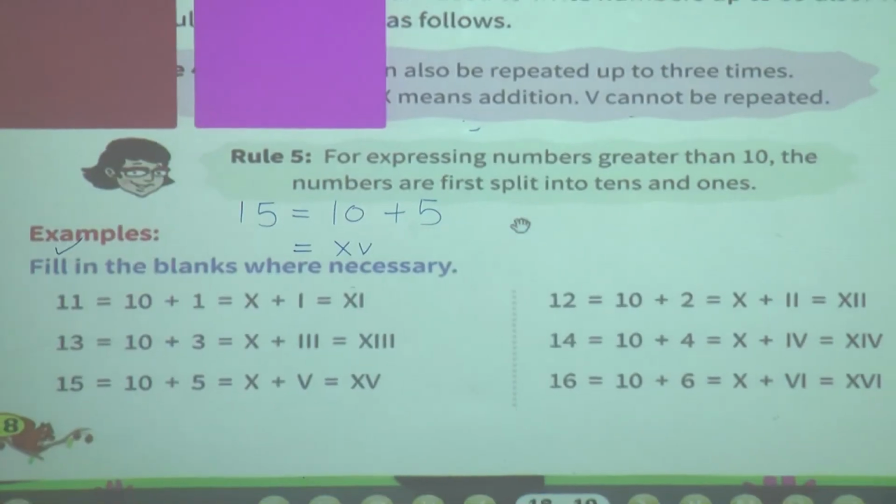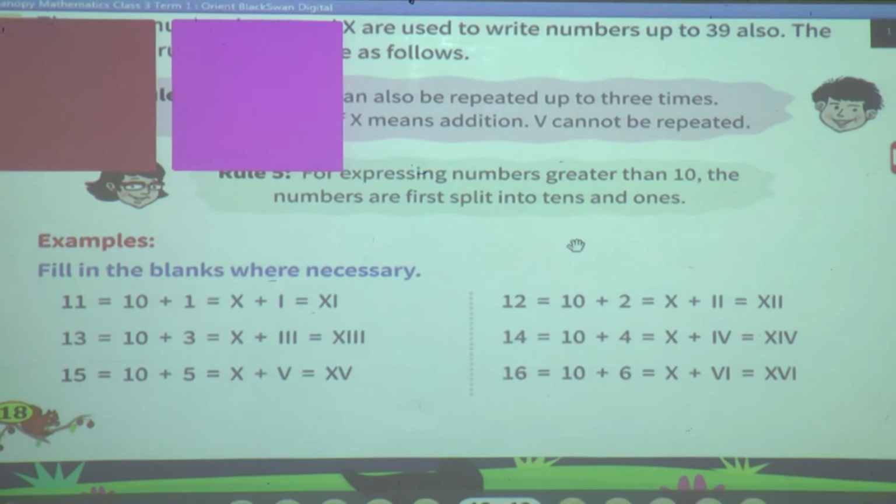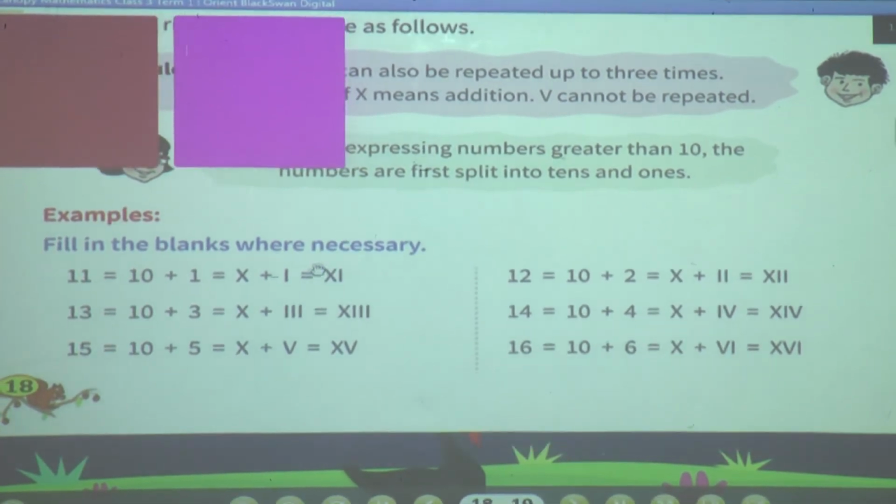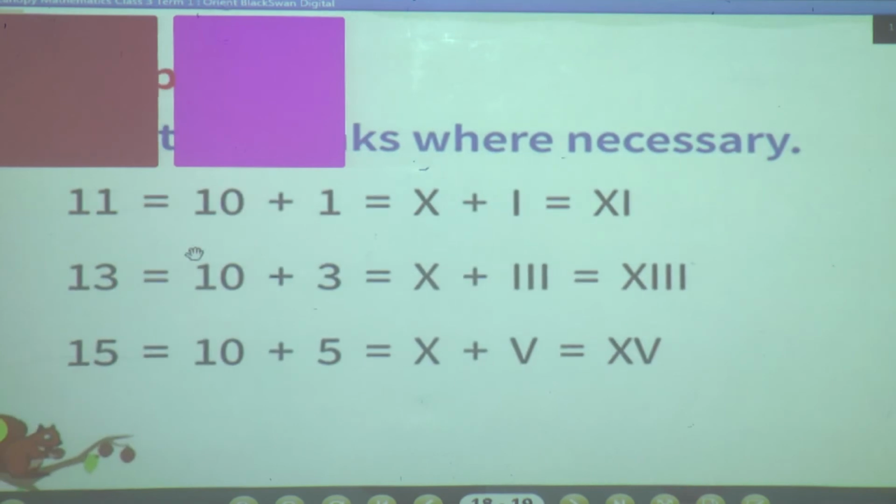Okay. Now look at the board here. Can you see the screen? Okay. Now see, suppose you have to show the number 11. Then how will you do? Yes, of course, 11 is greater than 10. So we have to split up that number in tens and 1. So first we will split up this number. 11 is equal to 10 plus 1. For 10 we are using X. Yes. For 1 we are using I. So 11 is equal to what?